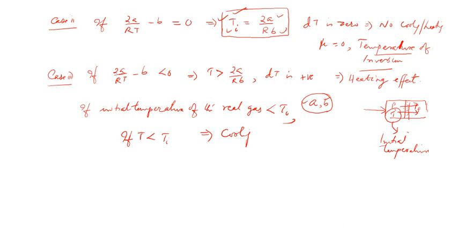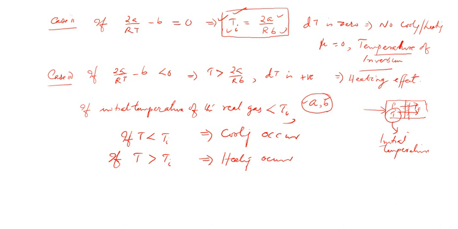The reason is that it is related to the temperature of inversion of hydrogen and helium. So if T is less than Ti, the temperature of inversion, then cooling will occur, and if the initial temperature of the gaseous sample is greater than the temperature of inversion for that particular sample, then heating will occur. That is the relevance of this quantity known as the temperature of inversion.